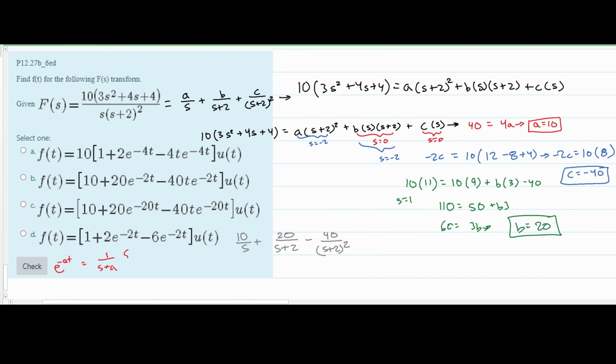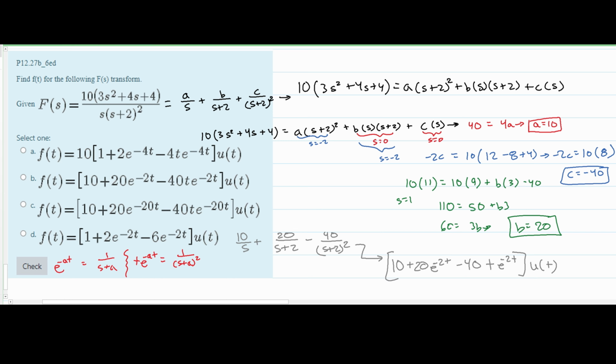Instead, we are going to have to look at the notes again and see that we are going to use this other formula. t e to the negative a t is the equivalent of 1 over (s plus a) squared. So knowing this now, we can rewrite this equation. We are going to have just a 10 for this first one. We are then going to have a plus 20 times e to the negative 2t. We are then going to have a minus 40, and then in here we are going to have a t e to the negative 2t. And since we are converting to the time domain, we're multiplying this by u of t.